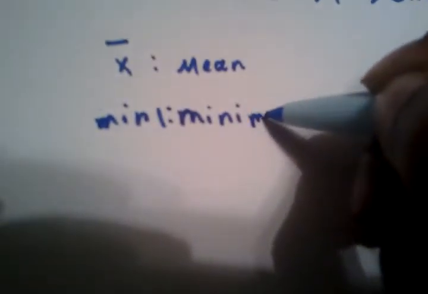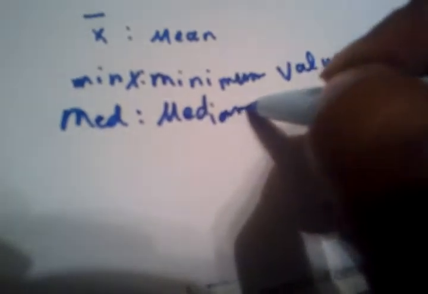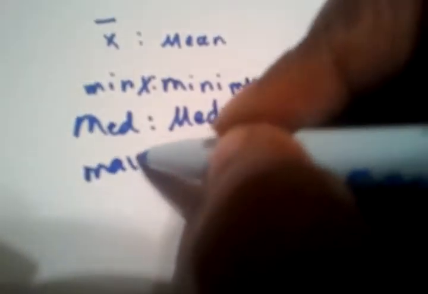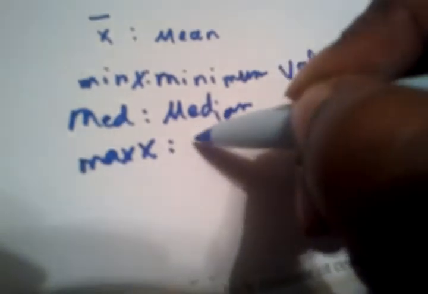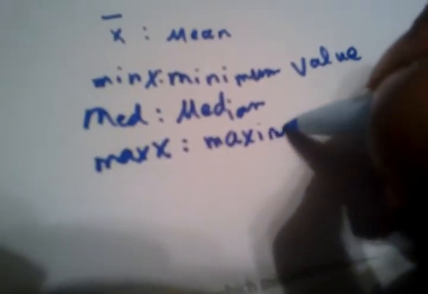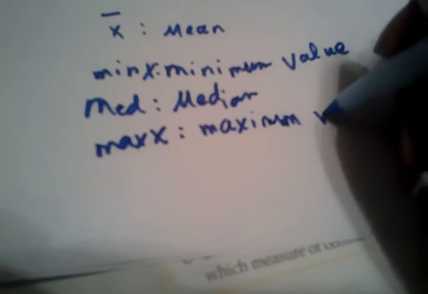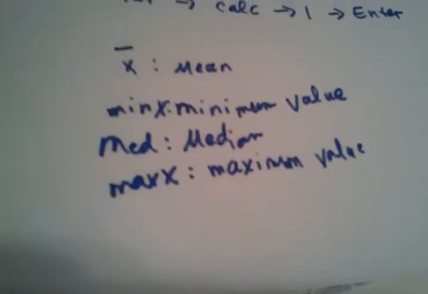Alright, the min x is your minimum value. The MED, that's your median. And the max x is your maximum value. So this kind of helps you, especially when you have a lot of data all over the place.